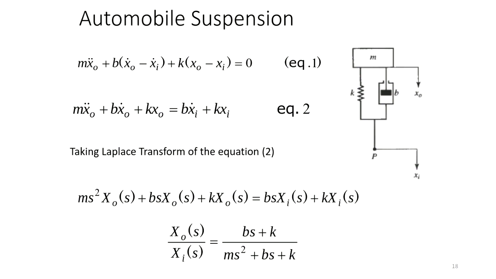Okay. So what are the forces acting? Right? So we have here a mass with displacement x0. So we have the Newton's force, m x0 double dot. We have the force due to the damper, which is b into x0 dot minus x1 dot. And we have the force due to the spring, k into x0 minus x1, is equal to... So we know this equation is easy.